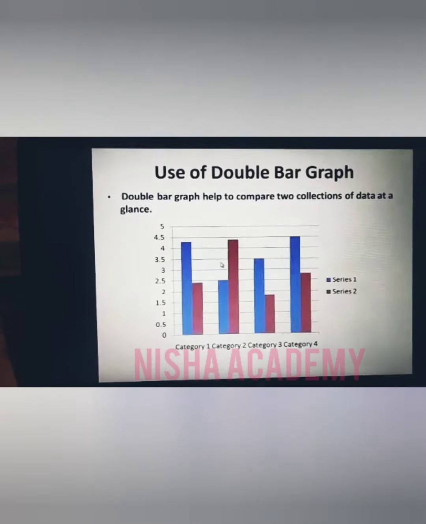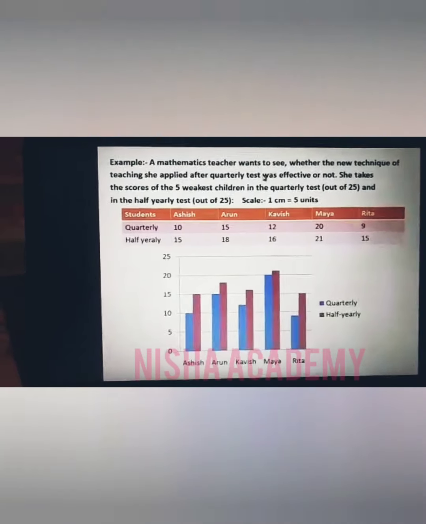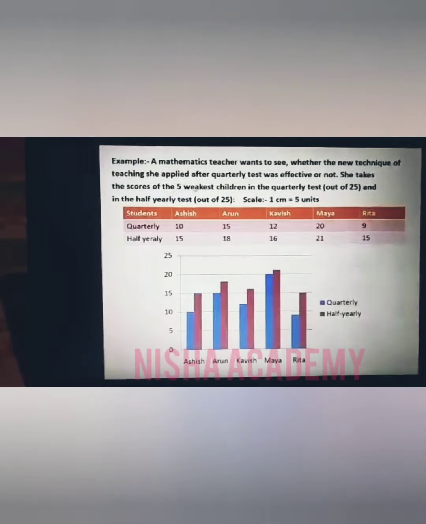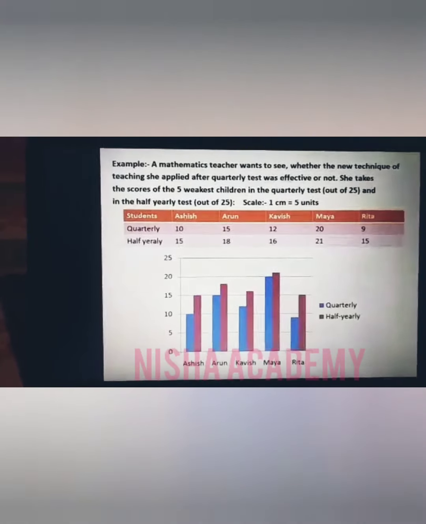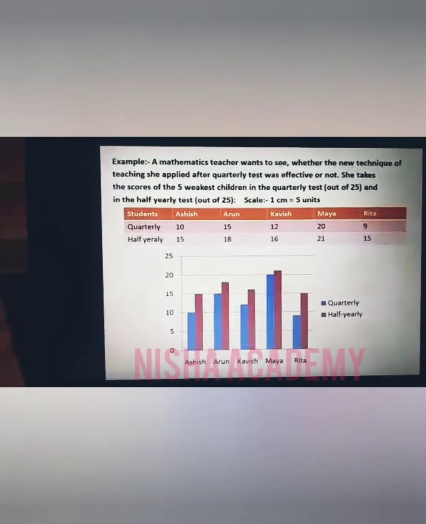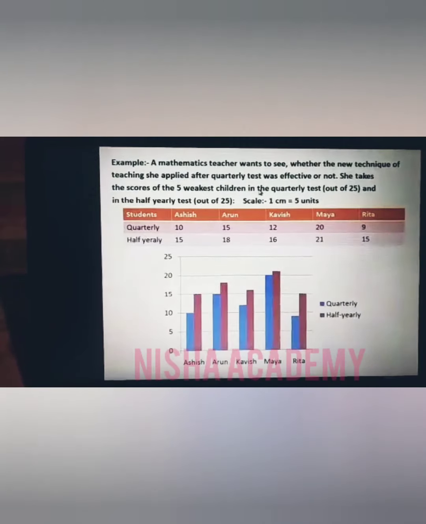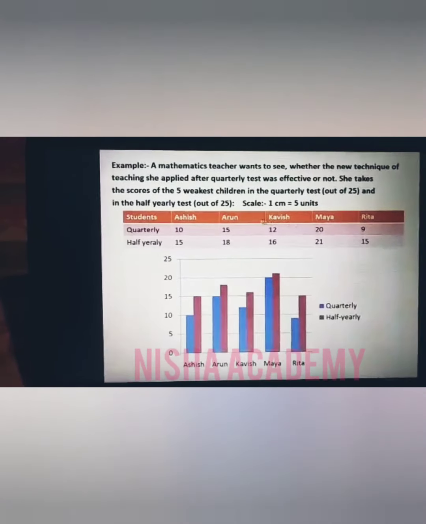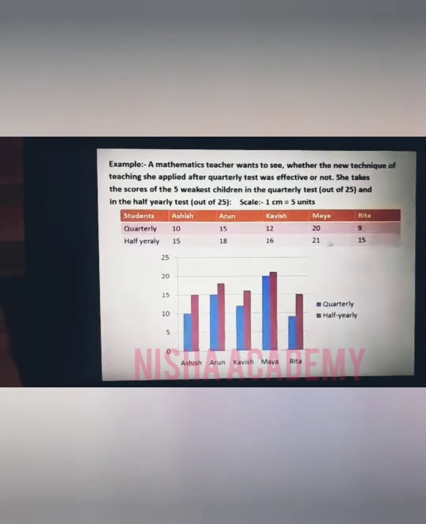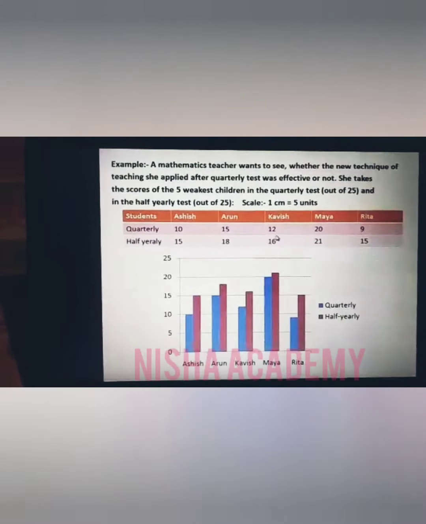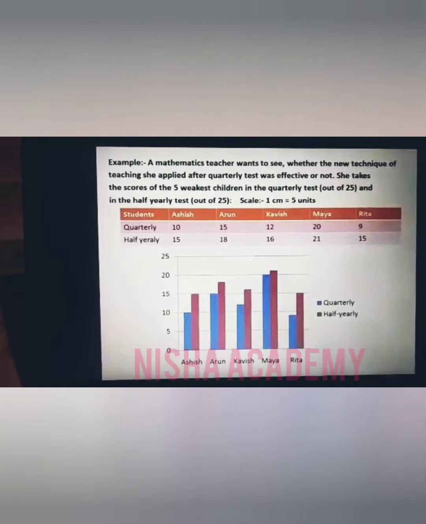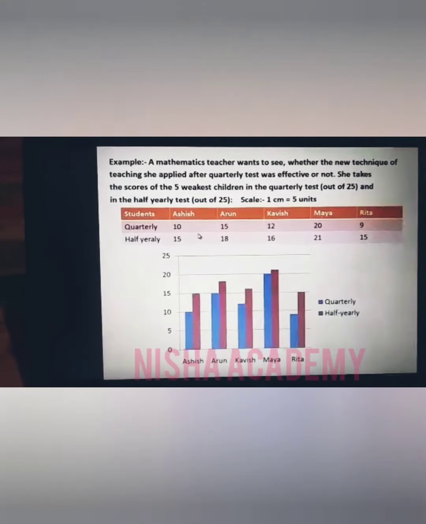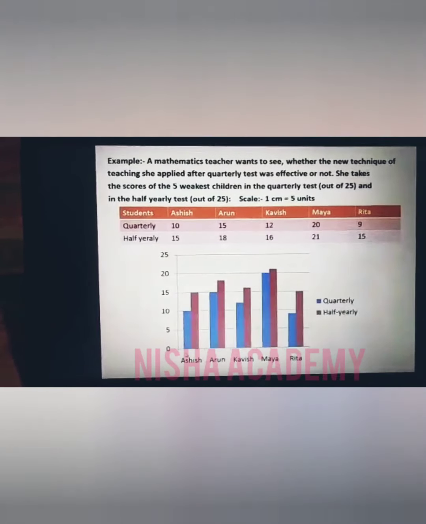It will be clear when I give you an example. See, this is the example. A mathematics teacher wants to see whether the new technique of teaching she applied after the quarterly test was effective or not. She takes the scores of 5 weakest children in the quarterly test and half yearly test. Means there are 5 students and their quarterly and half yearly marks are written. Now you have to represent this in graph form. Now you can see Ashish has 2 marks. So these 2 marks can be represented by a double bar graph.